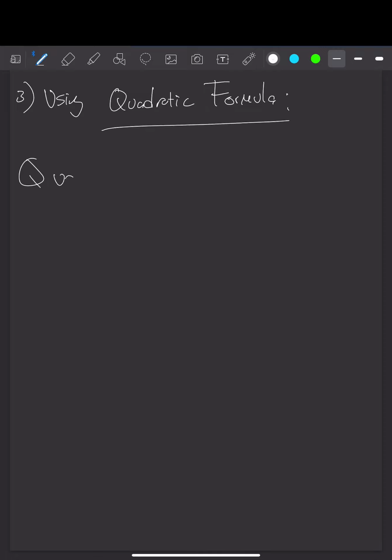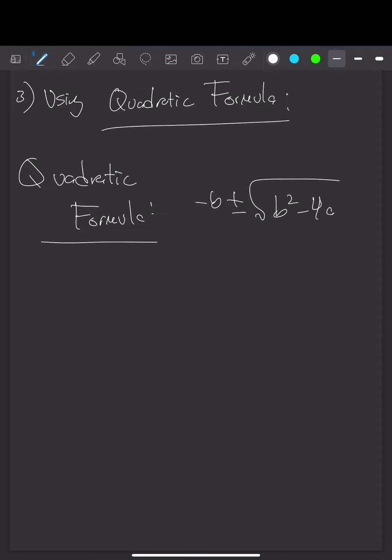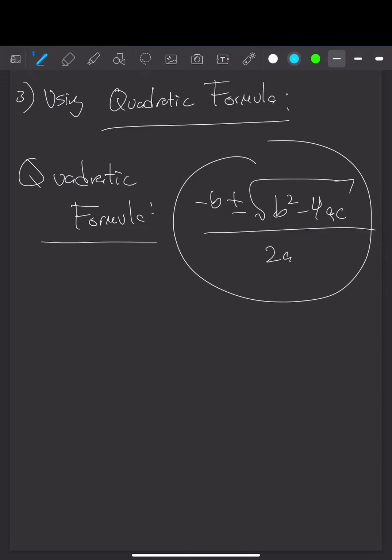Now the last method here is using the quadratic formula. First off, you're going to have to know what the quadratic formula is. So what you want to do is write the formula down. The quadratic formula, if I recall, is negative b plus or minus the square root of b squared minus 4ac, all over 2a. So keep that in mind. We're going to need this for the next problem.